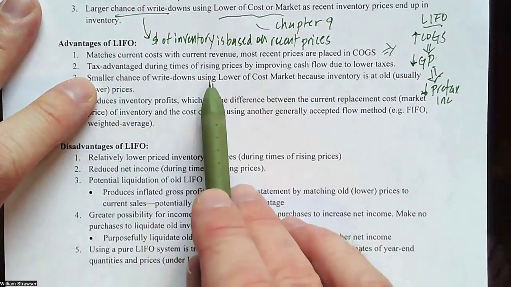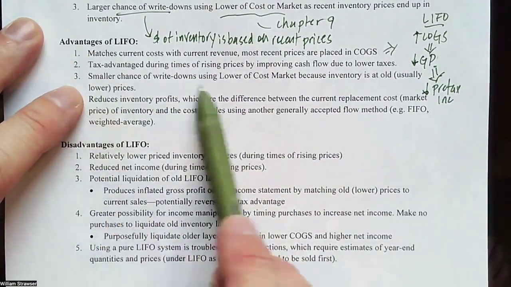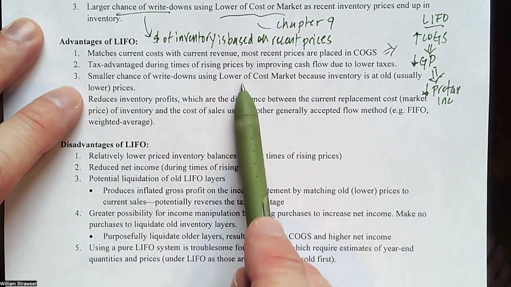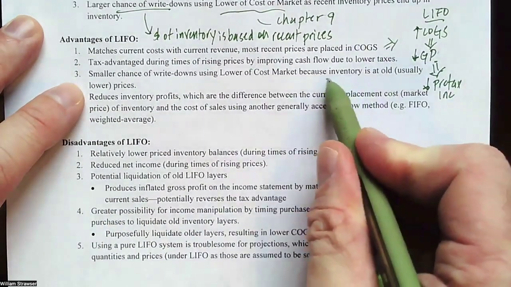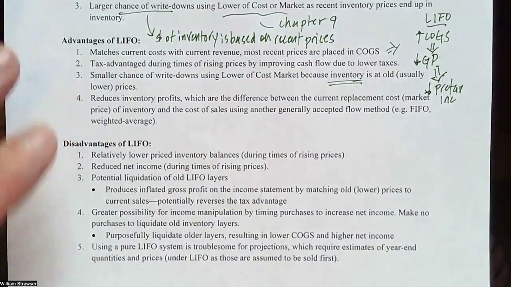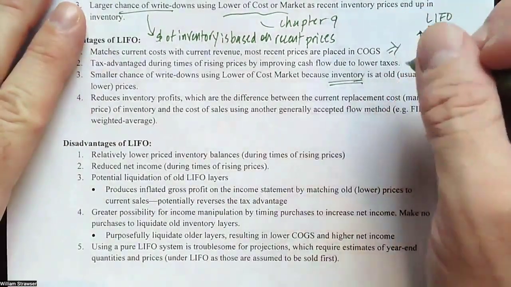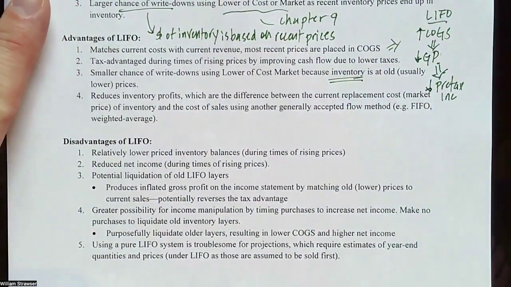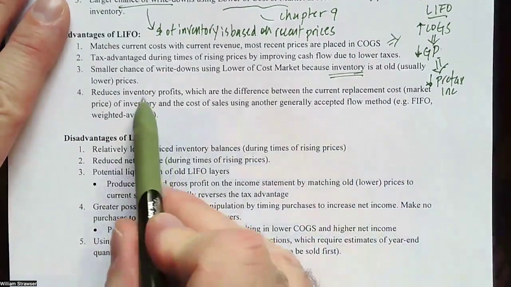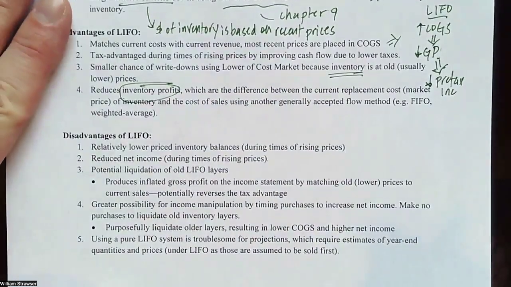It's tax advantaged during times of rising inventory costs. There's a smaller chance of write-downs using lower of cost or market, because remember, the costs that LIFO assigns to my inventory account are usually at lower price points from prior periods. It also reduces inventory profits. And I want you to be familiar with this term, inventory profits.